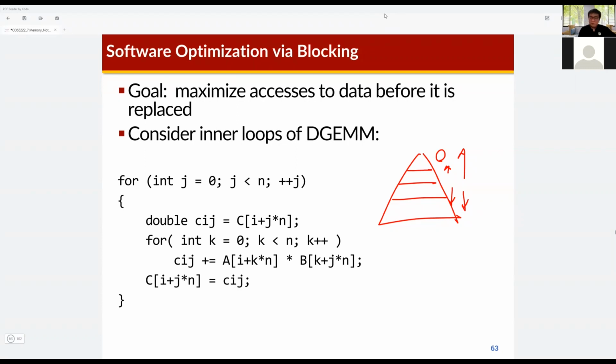So if we store the data used by an application in the L1 cache, and then if this data is repeatedly reused many times, then we can increase the performance of our application.